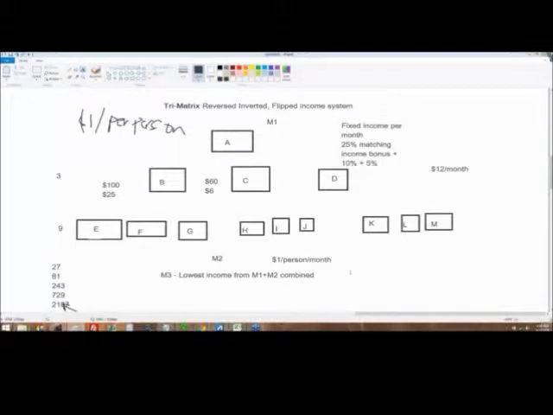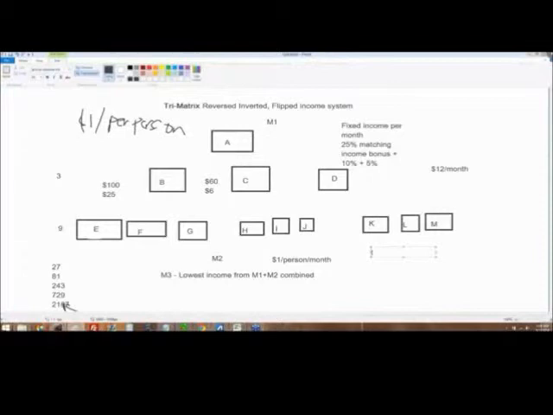We have 110,000 people in the entire company. Okay? And here's what it basically means. When we have 110,000 people in the entire company, the lowest income earner in the company makes $11 every month. Okay? So that is the idea behind this.